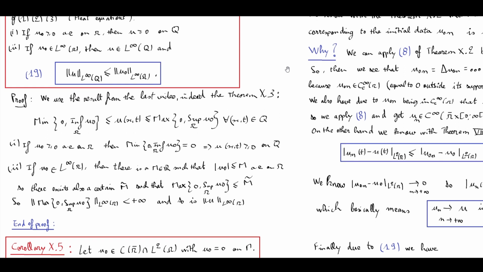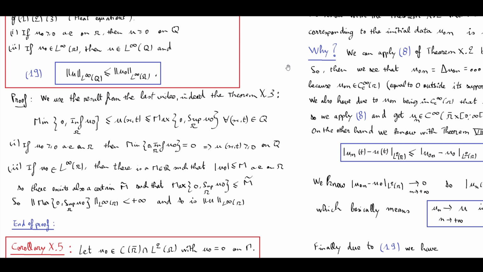If U0 is positive almost everywhere on omega, then the minimum between 0 and the infimum of U0 on omega will be equal to 0, which implies that u(x,t) is greater or equal to 0 on Q.